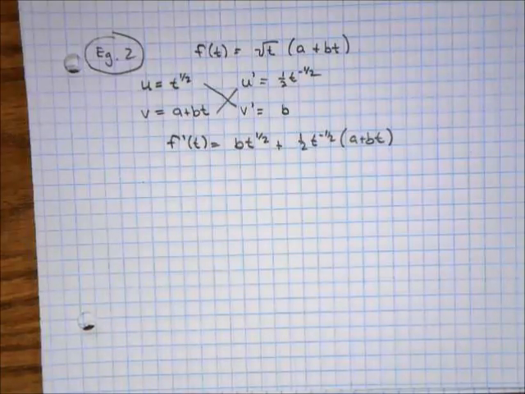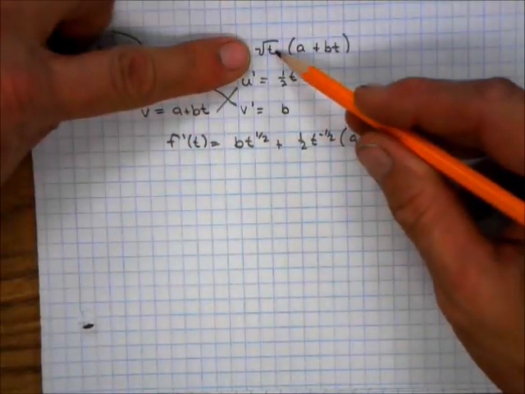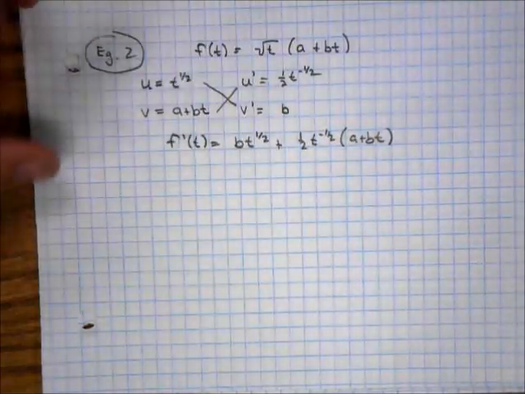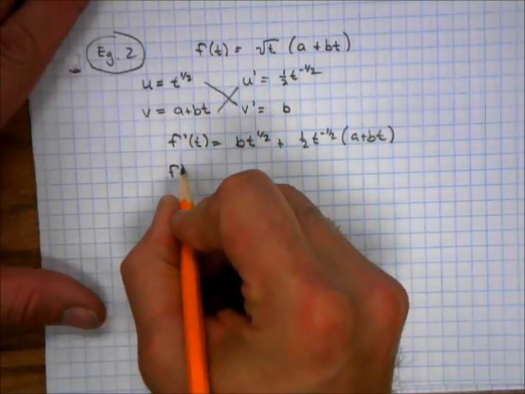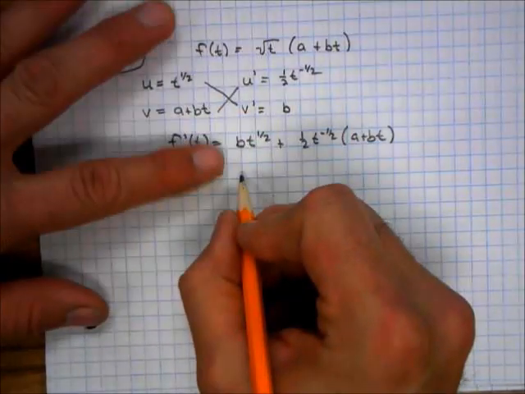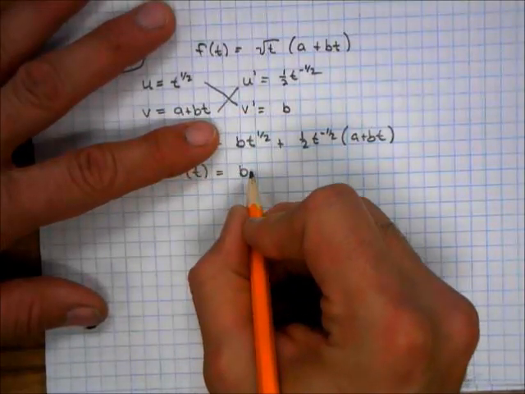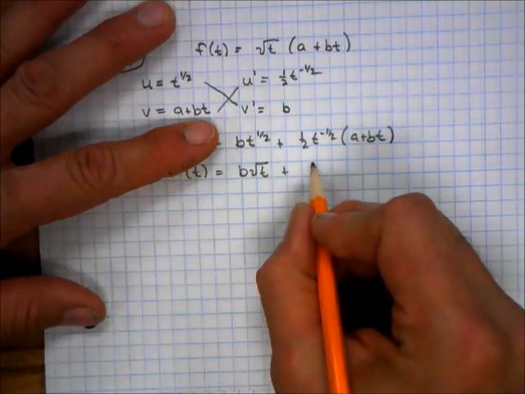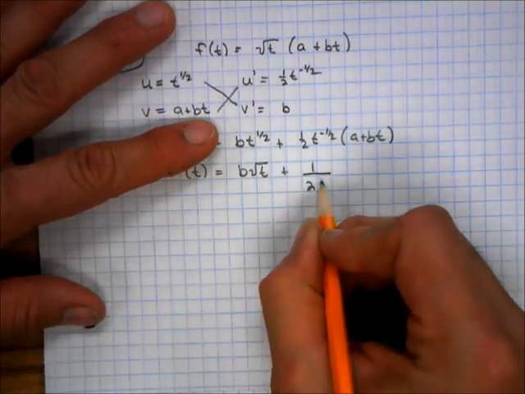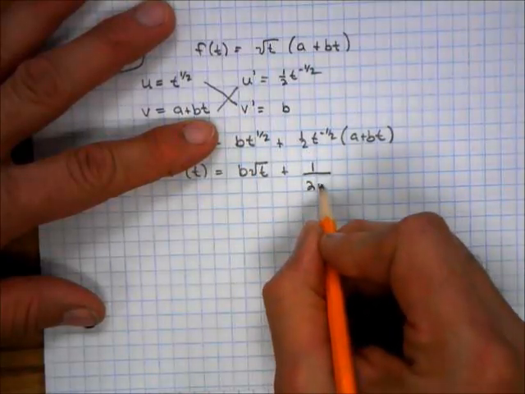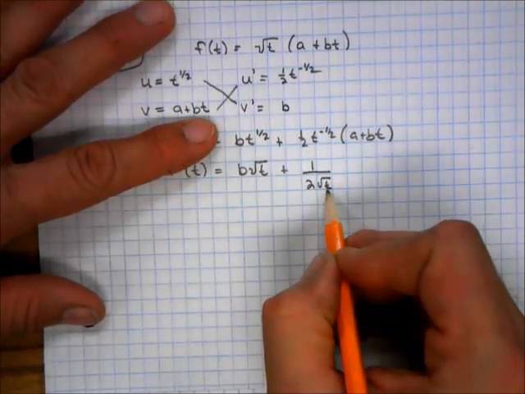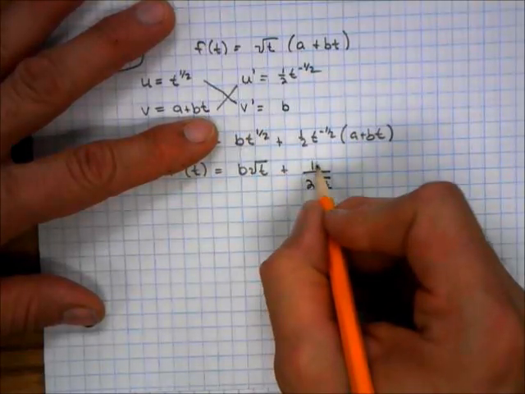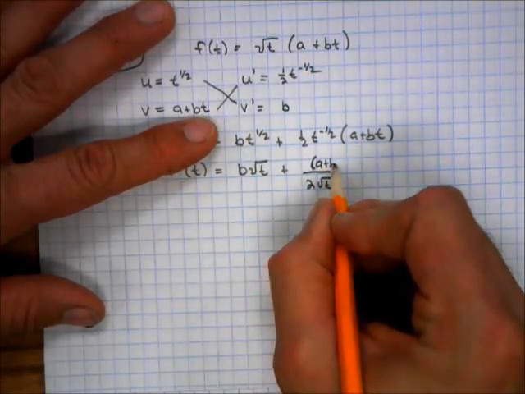Usually, for just cleaning it up purposes, if they give it to you in radical form, you should try to give it back. Let me just do that real quick, even though it's not 100% necessary. F prime of t is equal to b root t plus 1/2 root t. If it's a negative exponent, I can reciprocate it so it's positive down there, right? And then on top I have a plus bt.